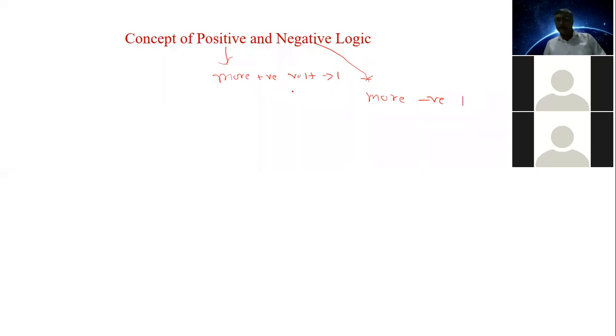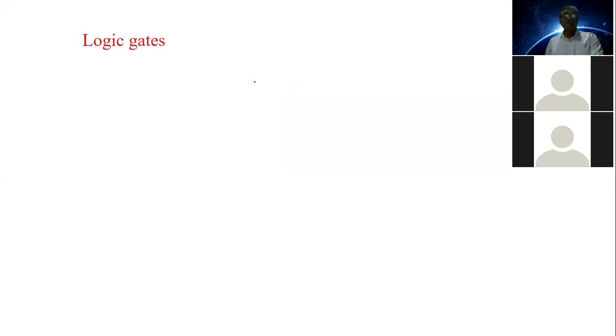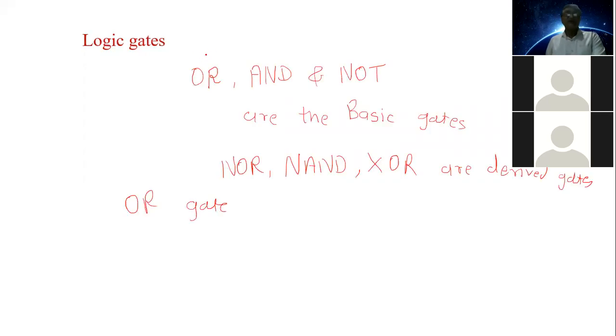Then we saw about AND, OR, NOT gates, logic gates. A logic gate is an electronic circuit which makes logic decisions. It has one or more inputs, but only one output, and the output is present only for certain combinations of the inputs. The basic gates are OR, AND and NOT, and the derived gates are NOR, NAND, XOR and XNOR.